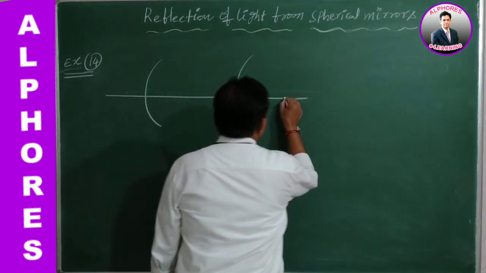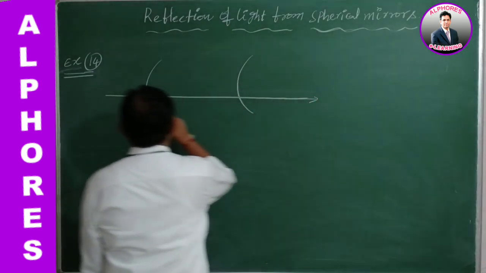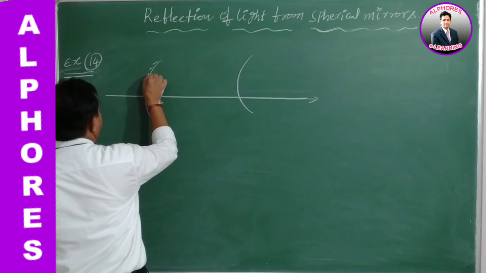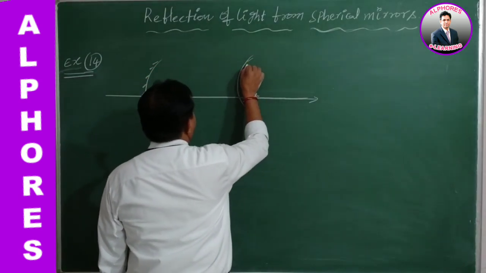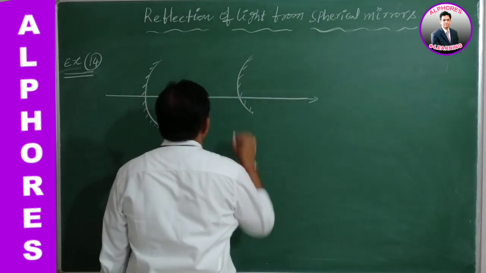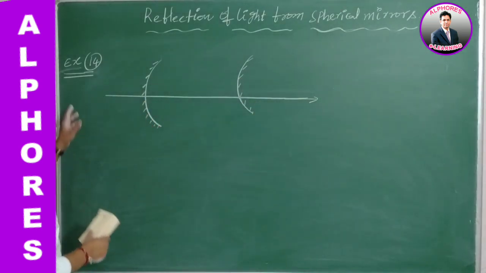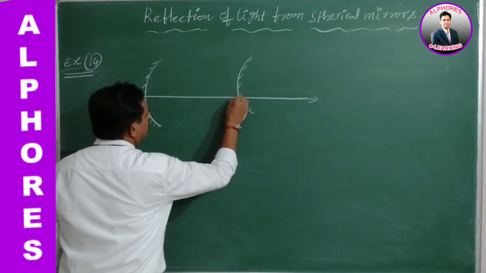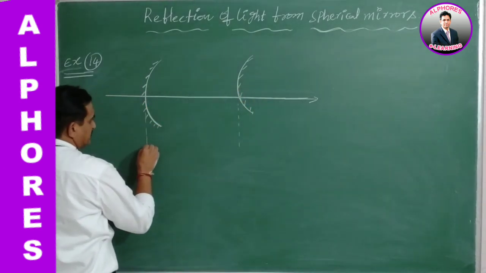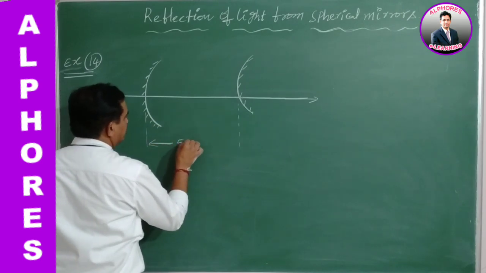So this is the principal axis of the first mirror. This is a concave mirror. And this is a convex mirror. So, 13th question, same question. And the distance between these two mirrors is given as 50 centimeters.